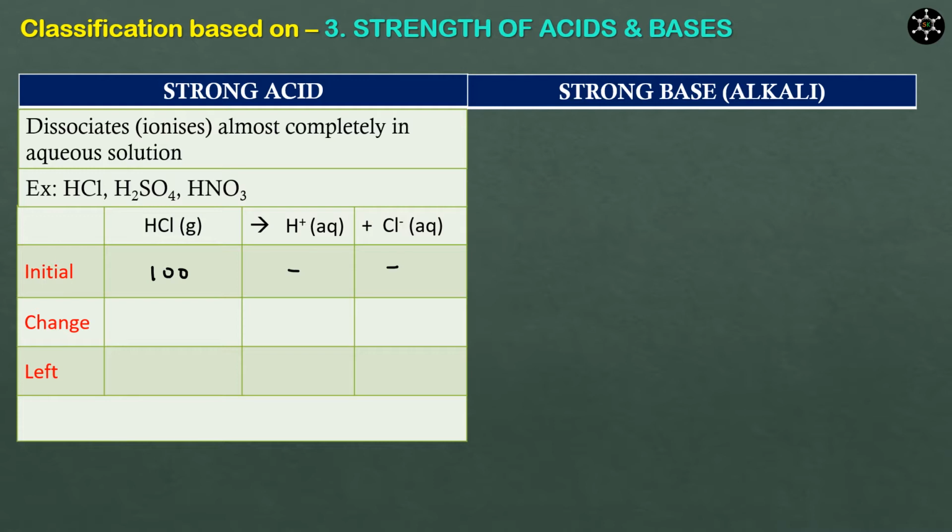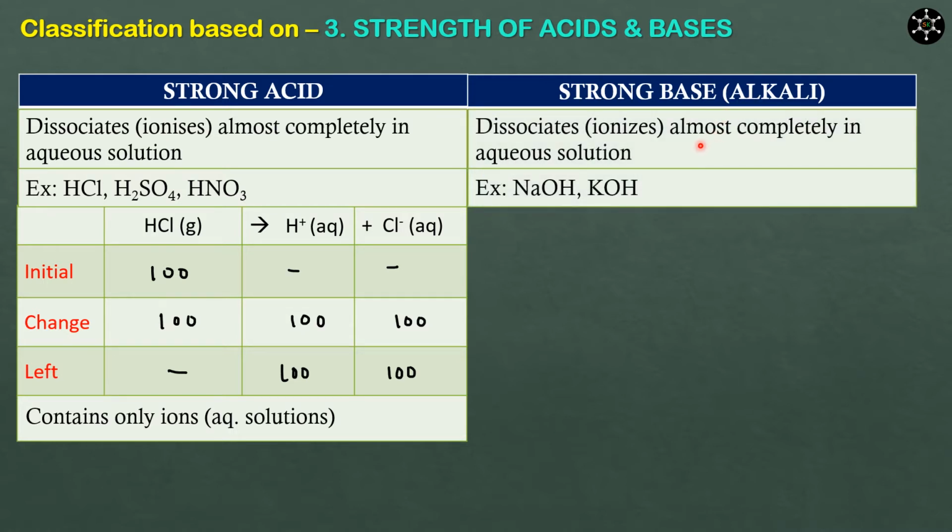After few seconds, HCl starts to dissociate. One HCl will dissociate to give one H plus and one Cl minus. In this case, since HCl is a strong acid, all 100 HCl will dissociate to give 100 H plus and 100 Cl minus. So, after the dissociation, 100 minus 100, that means we will not have any HCl molecule left in the solution. We will have 100 H plus and 100 Cl minus, meaning after the dissociation, we will have only ions in solution.